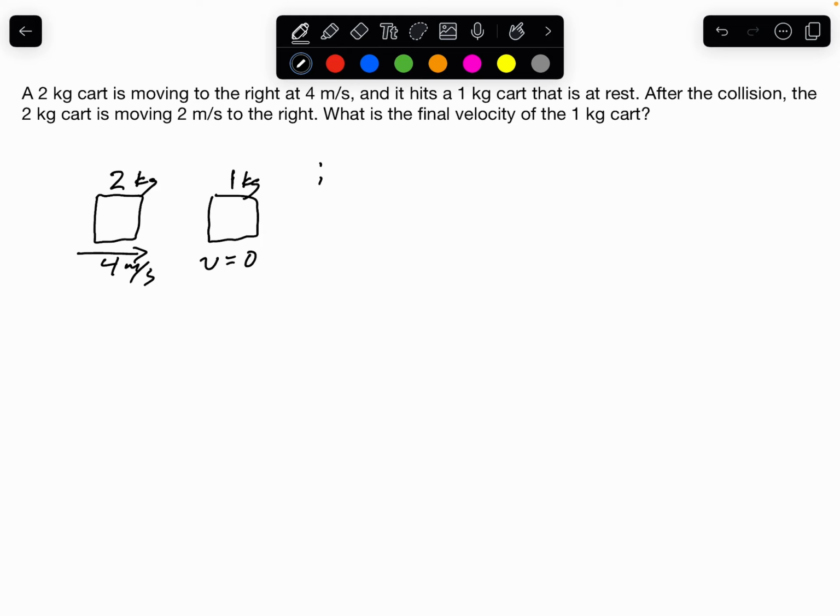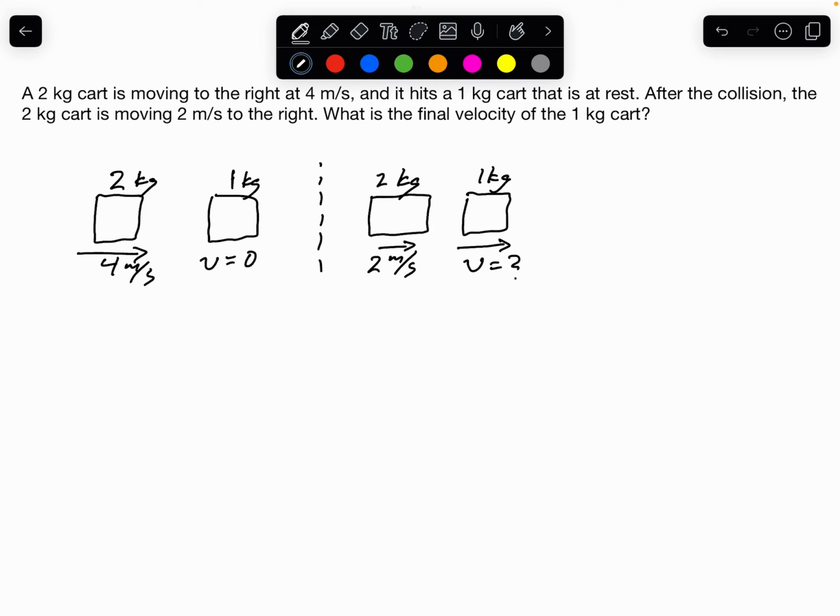Now that's the before. After, I draw the same thing. So that dotted line indicates the division between the before and after situation. This cart is 2 kilograms. The other cart is 1 kilogram. And now I write the velocities underneath. So I write the masses above, the velocities underneath. This one is now moving 2 meters per second. The other cart is probably moving to the right, but I don't know yet what it is. So V equals question mark. That's what I'm going to write there.